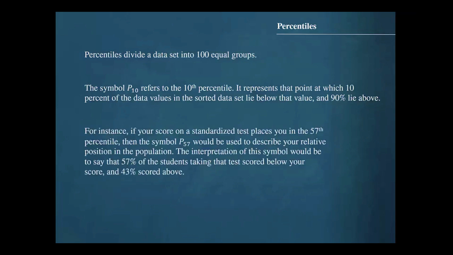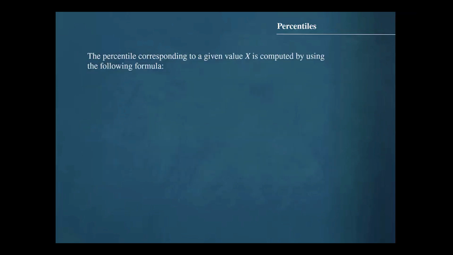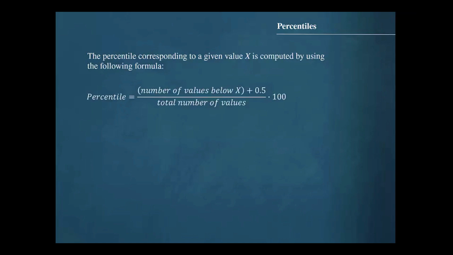For instance, if your score on a standardized test places you in the 57th percentile, then the symbol P sub 57 would be used to describe your relative position in the population. The interpretation of the symbol would be to say that 57% of the students taking the test scored below your score and 43% scored above your score. The percentile corresponding to a given value x is computed by using the following formula: the number of data values below x plus 0.5, divided by the total number of values, then multiplied by 100.